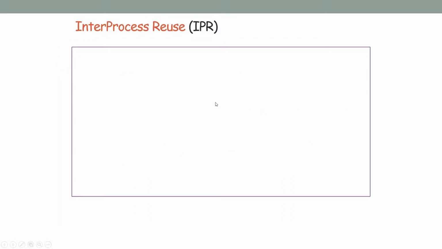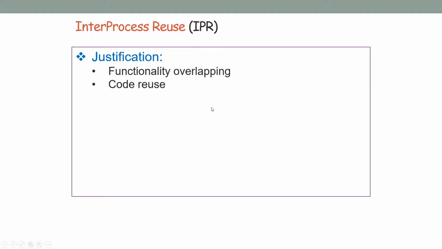The fourth IPC metric I introduced is IPR, interprocess reuse. The idea is to quantify functionality overlapping and co-reuse in terms of IPC coupling. I define and compute IPR at method level and system level.